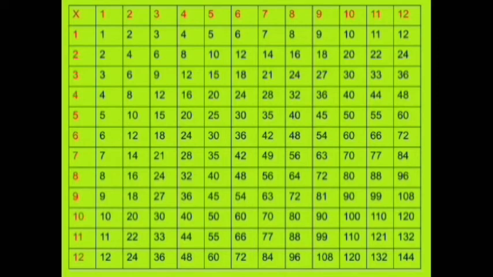Children, observe this table. The numbers in the first row are 1, 2, 3, 4, 5, 6, 7, 8, 9, 10, 11 and 12. These numbers are multiples of 1. The numbers in the second row are 2, 4, 6, 8, 10, 12, 14, 16, 18, 20, 22 and 24. These numbers are multiples of 2.